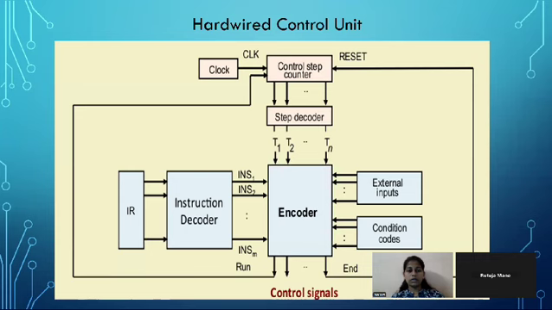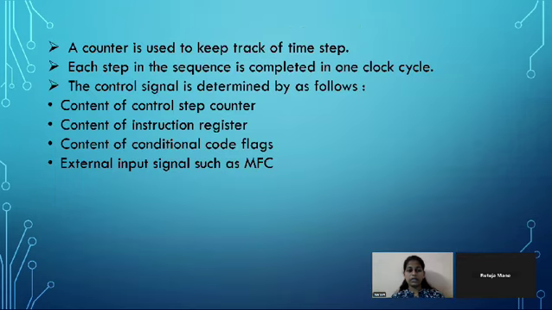A counter is used to keep track of the time step. Each step in the sequence is completed in one clock cycle. The control signal is determined by four inputs: the content of the control step counter, the content of the instruction register, the content of the condition code flags, and lastly an external input signal such as MFC.